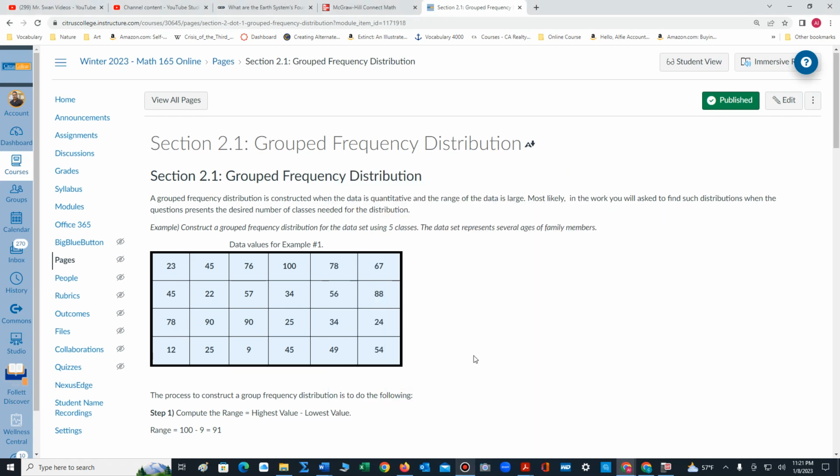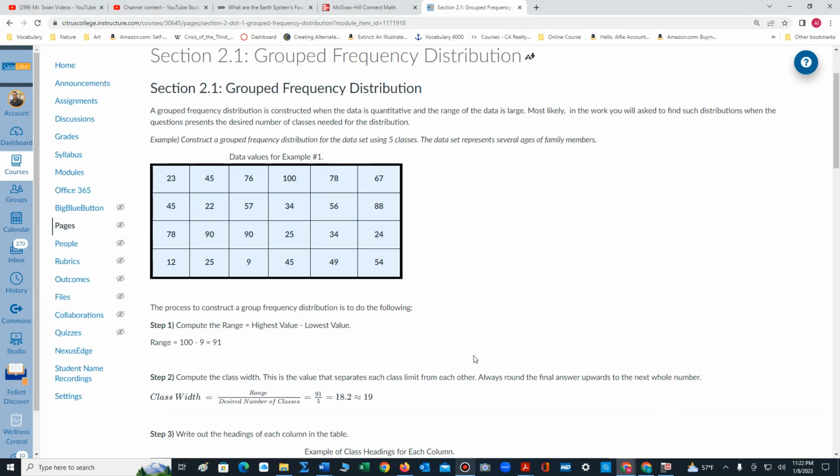Hi, in this video I will review how to construct a grouped frequency distribution. So we're typically given a set of data and we have to organize this data into a specific amount of classes. So in this example, we want to organize our data to have 5 classes.